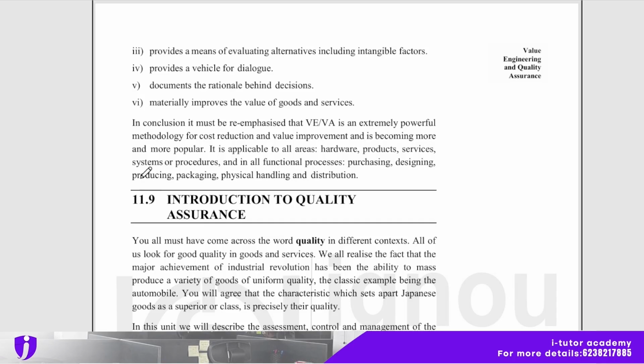In conclusion, it must be re-emphasized that VE or VA is an extremely powerful methodology for cost reduction and value improvement, and is becoming more and more popular. It is applicable to all areas: hardware, product, service systems, or procedures, and in the full functional process of purchasing, designing, producing, packaging, physical handling, and distribution.